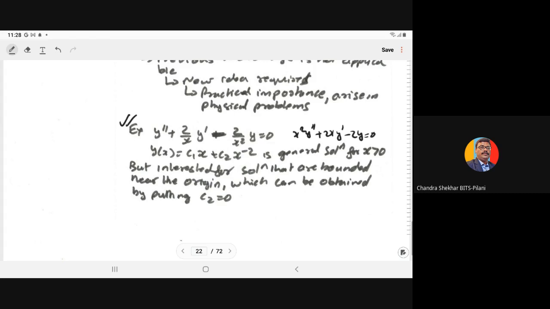But we are interested in the solutions that are bounded near the origin, which can be obtained by putting c2 equal to 0. Means only for the particular case, c2 equal to 0, we take the solution as c1x, then only it will be bounded near x equal to 0. So you can see here at the origin, we have the problem with the solution.